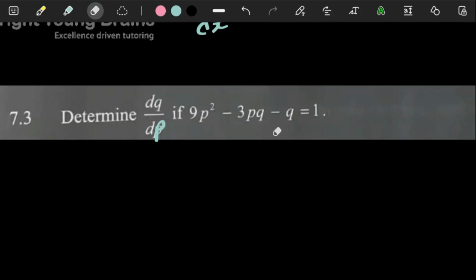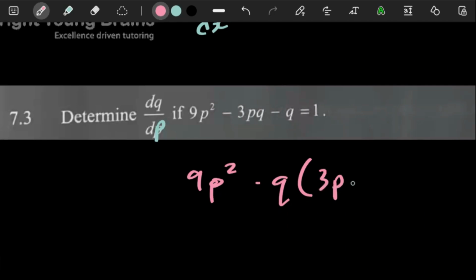So here you can take out a Q as a common factor first. Taking out Q as a common factor, you can actually take out a negative Q. So let's see here, 9p squared, right? If you take out a negative Q, you're gonna have negative Q here, and then here you're gonna have 3p and then plus 1 equal to 1.